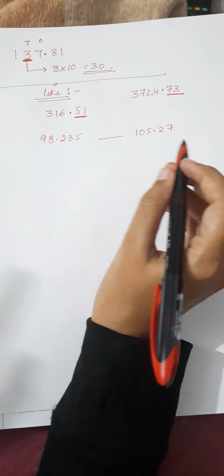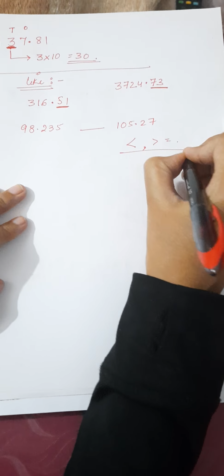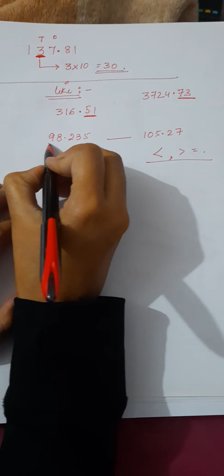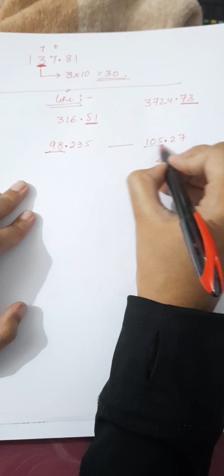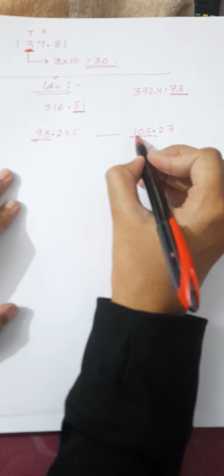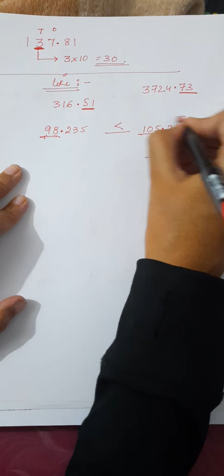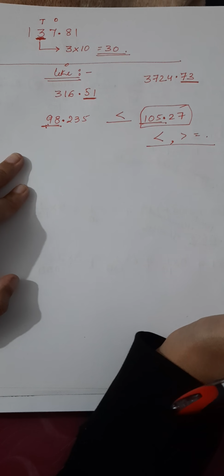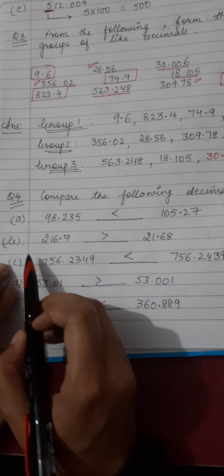Now 98.235, 105.27. For comparing means either greater than, less than, or equals to. These 3 signs should be there. Firstly, check before decimal what is it? 98, and here also before decimal what is it? 105. Out of 98 and 105, which is the greater one? 105. So that means this complete decimal number is going to be the greater one. Okay, next, see the next one, B part.